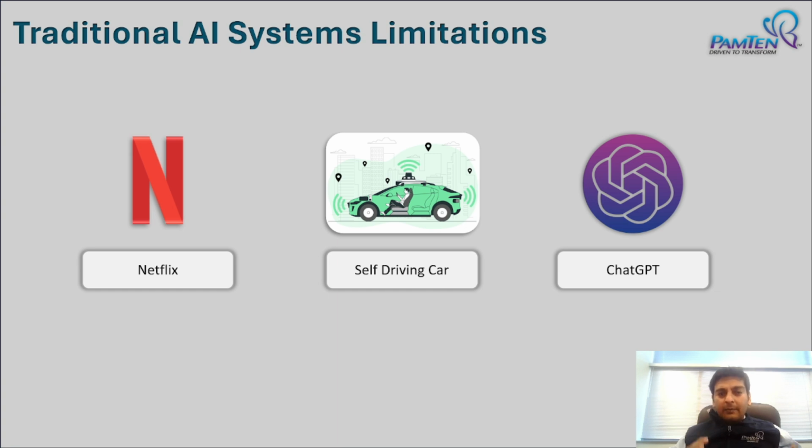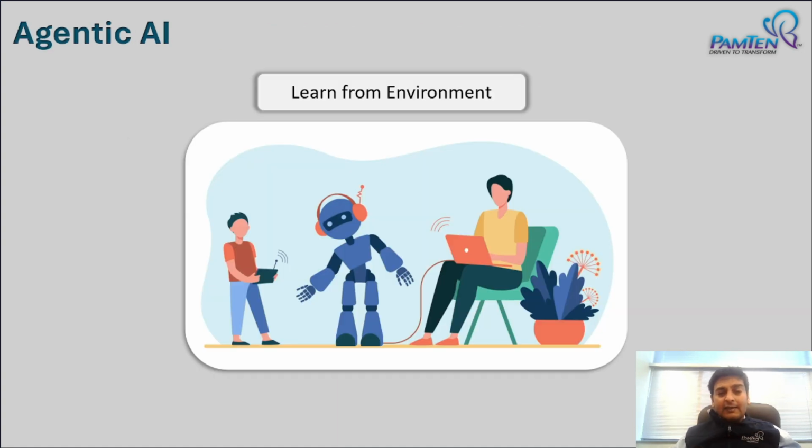So these are some limitations of our traditional AI systems where they are pre-programmed or pre-trained and they do not really think for themselves or they do not learn from their environment. And this is where agentic AI comes in.